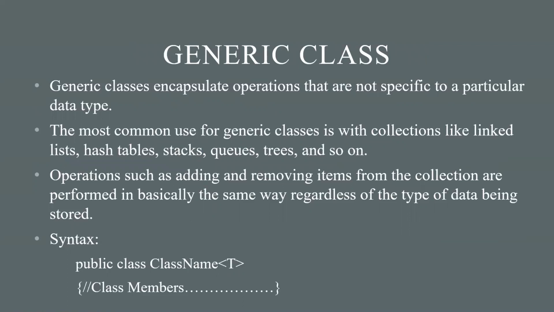Next comes the generic class. Generic classes basically encapsulate operations that are not specific to a particular data type. We can create a class which is generic and can be used across multiple data types, so we are not adding a class specific to one data type. The most common use for generic classes is with collections. We have different collections in C Sharp like linked list, hash table, stacks, queues, trees, and so on.